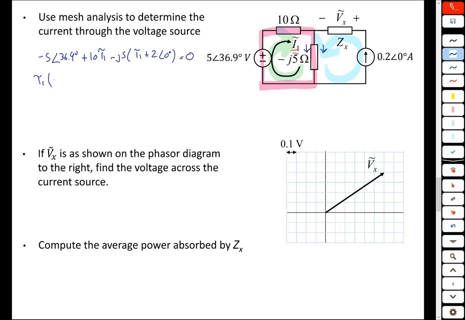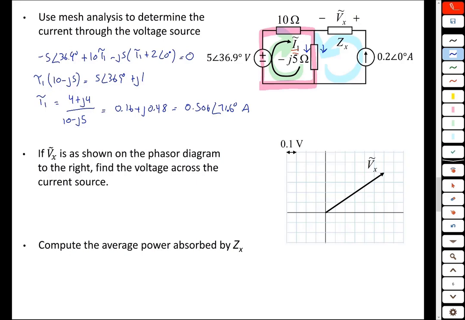So we get I1 times 10 minus J5 is equal to, bringing to the other side, 5 at an angle of 36.9 degrees plus J1. So I1 becomes 4 plus J4 over 10 minus J5, which is equal to 0.16 plus J0.48, or in polar form, 0.506 at an angle of 71.6 degrees amps.